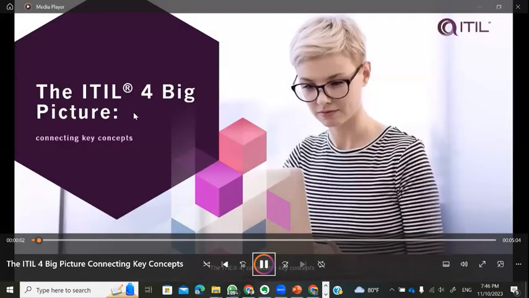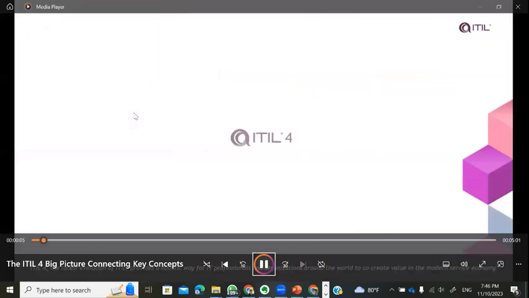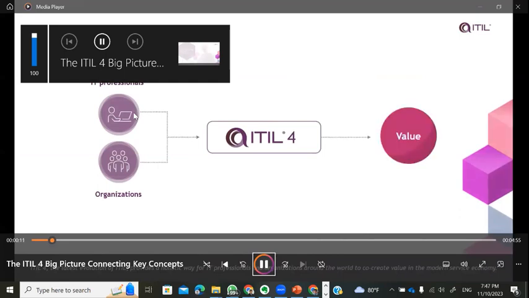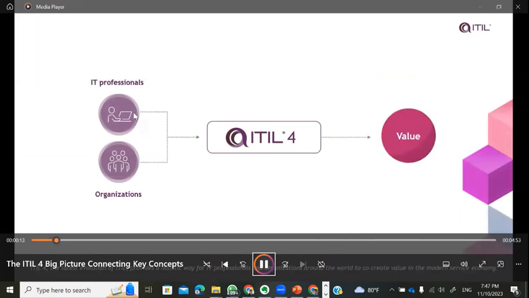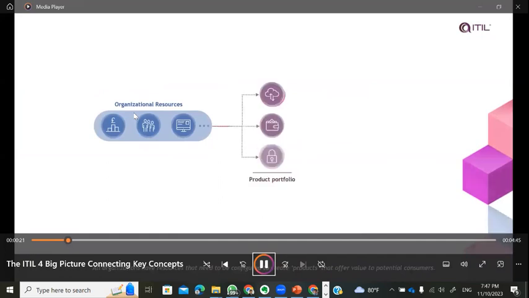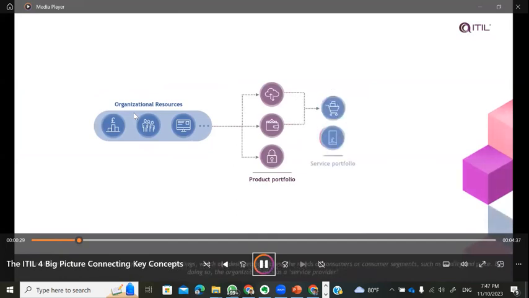ITIL 4, Connecting Key Concepts. ITIL 4, the latest evolution of ITIL, provides a holistic way for IT professionals and organisations around the world to co-create value in the modern service economy. All organisations have resources that need to be configured to create products that offer value to potential consumers. From these products, the organisation creates service offerings, which are designed to address the needs of consumers or consumer segments, such as quality and price. By doing so, the organisation acts as a service provider.